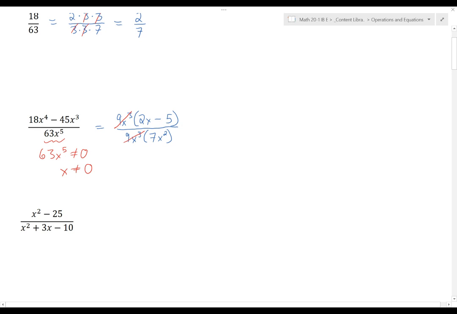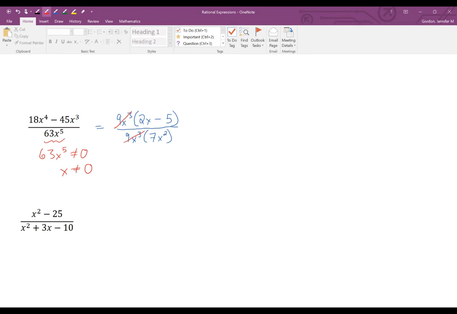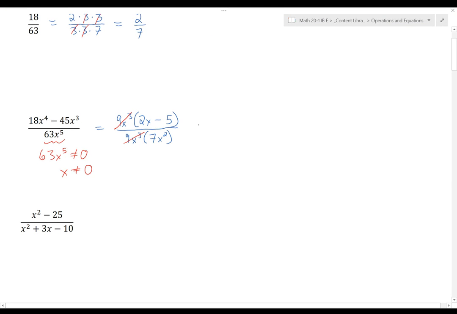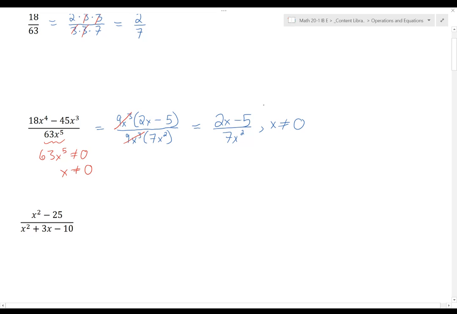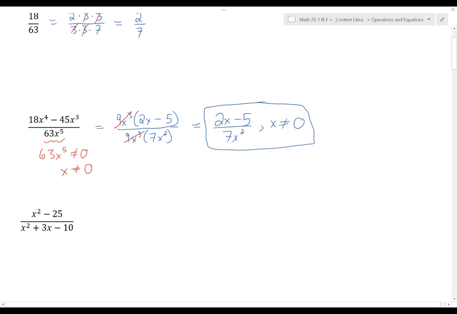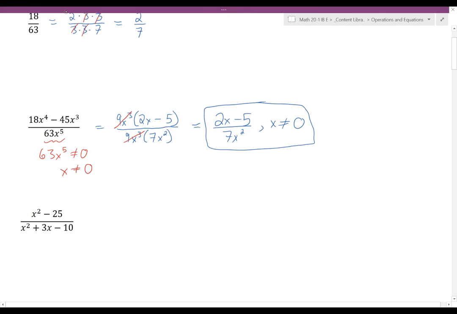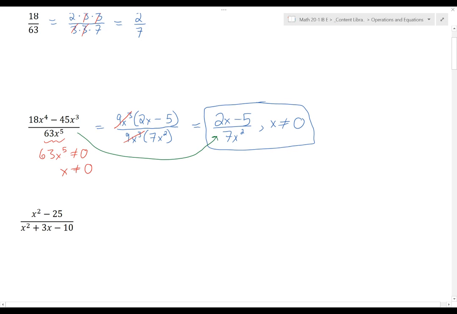But here it's important to note that restricted value is still in play because I can't divide by 9x cubed if x equals 0. So I have that restricted value that x cannot equal 0. So what I end up with is an equivalent fraction of 2x minus 5 over 7x squared. These two fractions are equivalent, but both of them in this case have the restriction that x cannot equal 0. So it's a simplified fraction that was equivalent to my original fraction. So these two right here are equivalent fractions.